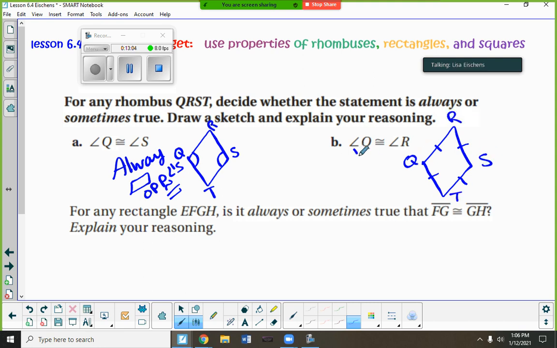Now it says, decide whether the statement is always or sometimes true. So is it always true that Q and R, which means they're two angles right next to each other, are congruent? Well, look at just this example I'm showing you right here.